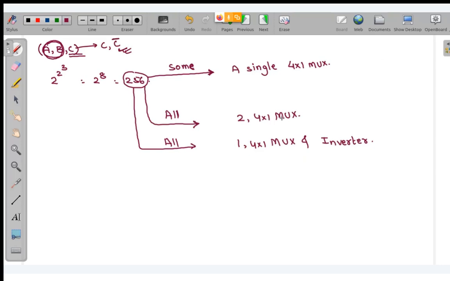So for constructing this C complement, I will require one more 4x1 mux, or even a single 2x1 mux will do. Means you can either do it with two 4x1 muxes, or you can take one 4x1 mux along with one 2x1 mux. Why? Because I require one C complement. So C complement I can construct using a 4x1 mux also, or using a 2x1 mux also. So you can see that for constructing these 256 functions, I require a minimum of two 4x1 mux.